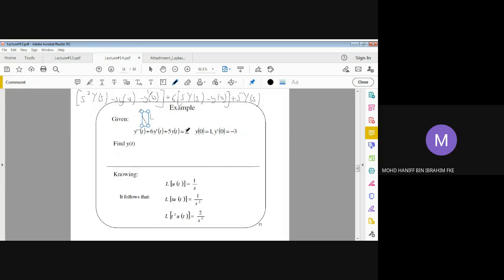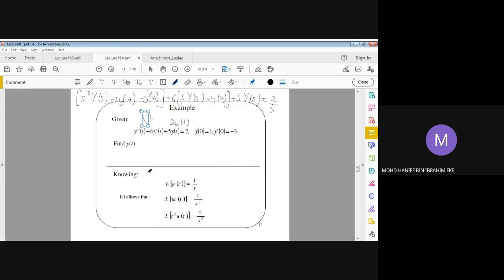Whereas for this particular 2, the 2 here means 2u(t). For this 2u(t), the Laplace transform will be equal to 2 divided by s. So what we're having here is the Laplace transformation for the time domain equation given in the problem.